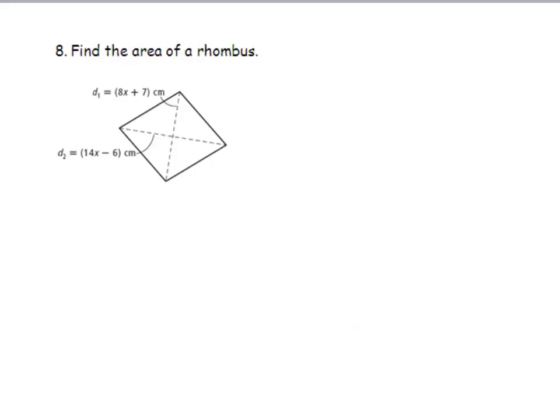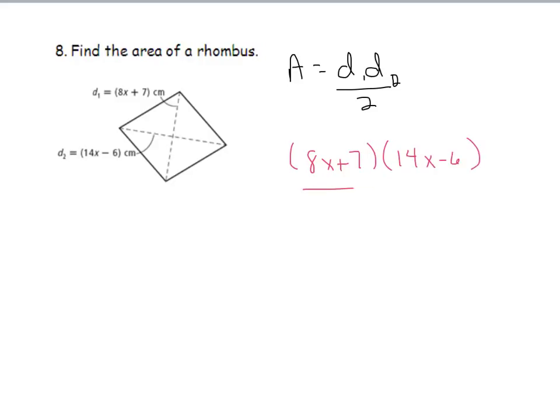All right, next one. They tell you that this diagonal here is 8x plus 7. This diagonal is 14x minus 6, and they want to know the area. Again, to find the area, we have to multiply our diagonals together, and then divide it by 2. So, we will have 8x plus 7 times 14x minus 6, and then divide it all by 2. Now in the numerator, you guys are going to have to FOIL. So I want you to pause, and I want you to FOIL this out for me, please.